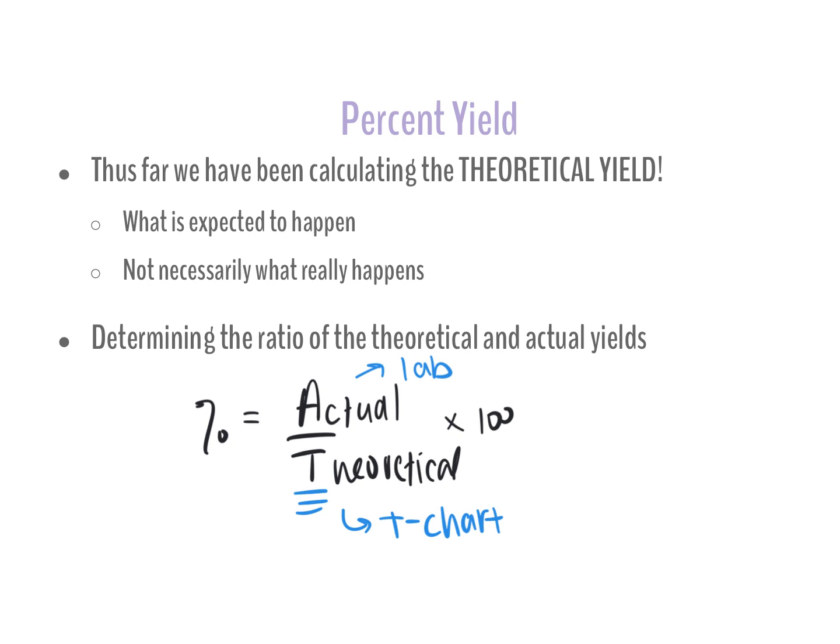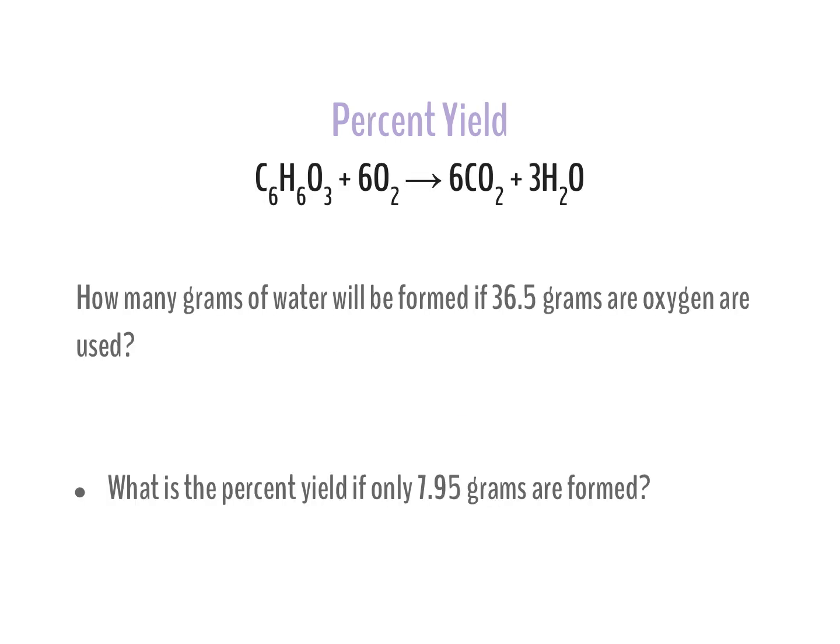Actual yield might be given, but it would be what we actually do in the lab, right? It's what actually happened. So you have to be really careful about reading context clues in these problems. It might say this much was produced, right? That would be our actual yield. And then we'll have to go find our theoretical from the t-chart. Actual and theoretical yields.